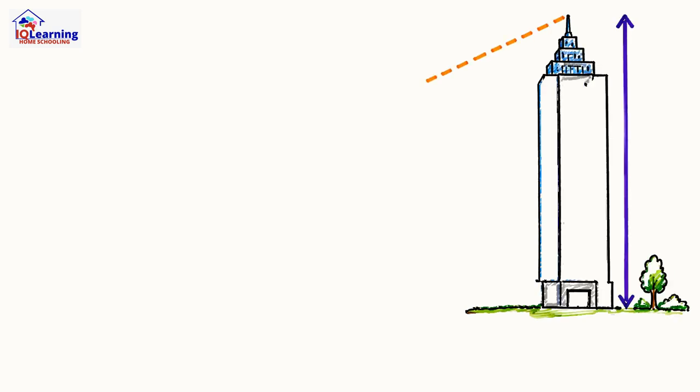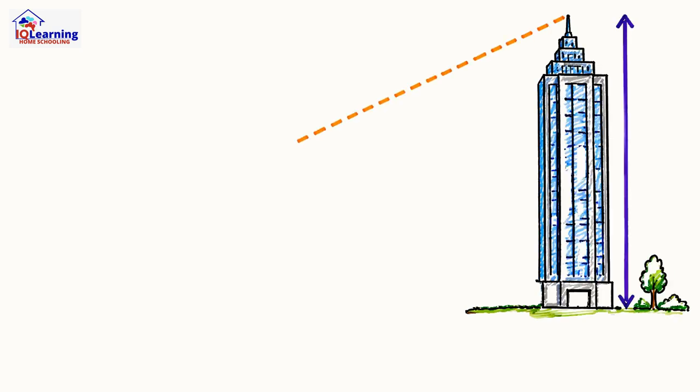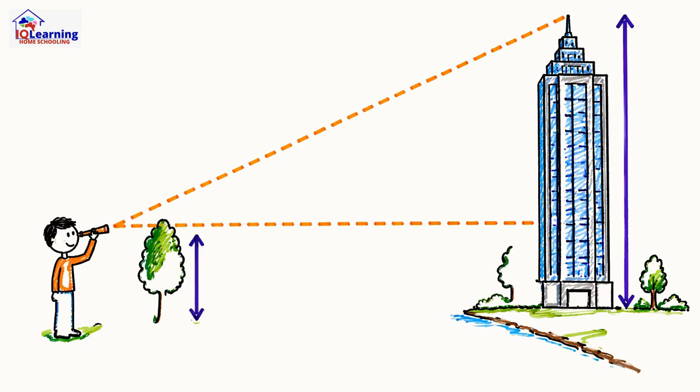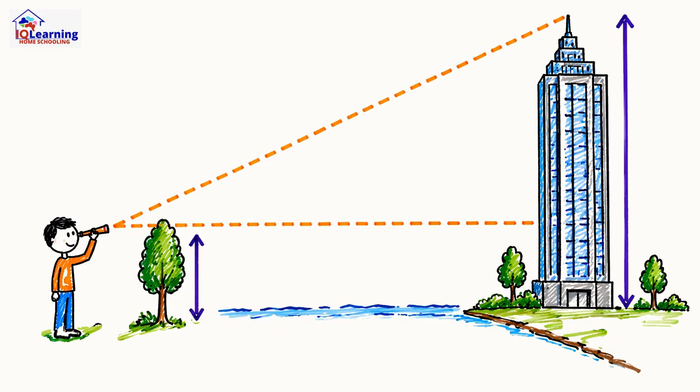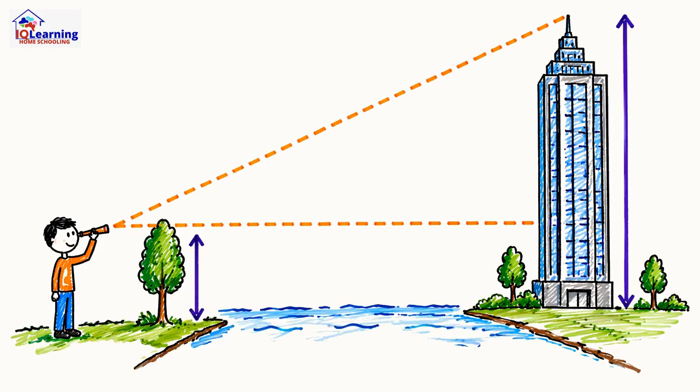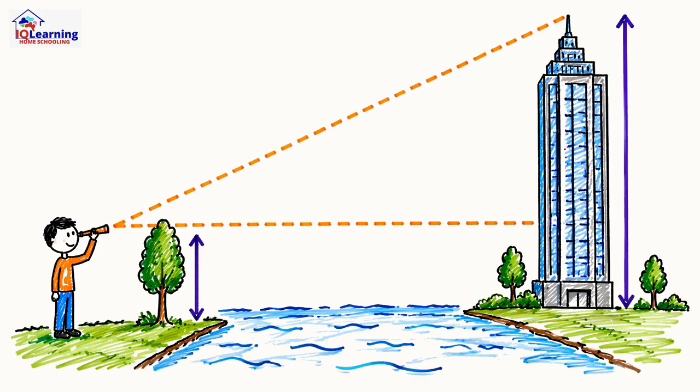How do you measure the height of a skyscraper without climbing it, or the width of a river without crossing it? The answer lies in one of geometry's most powerful tools, similarity. Think of it like a camera's zoom feature.